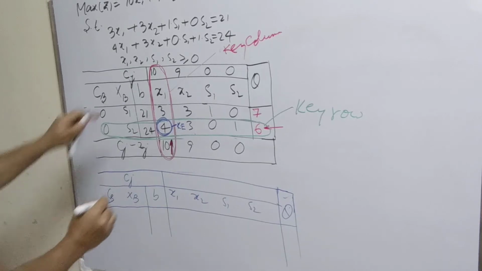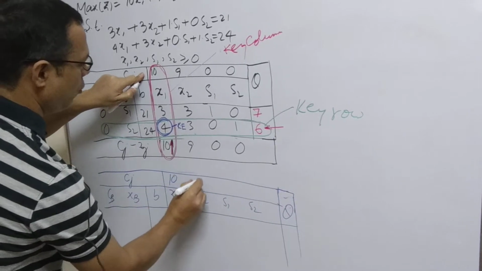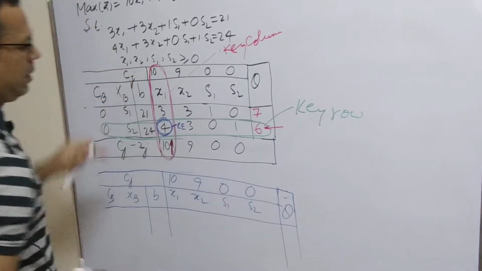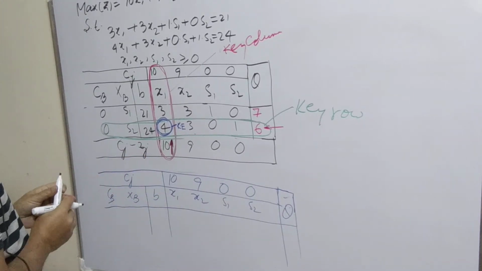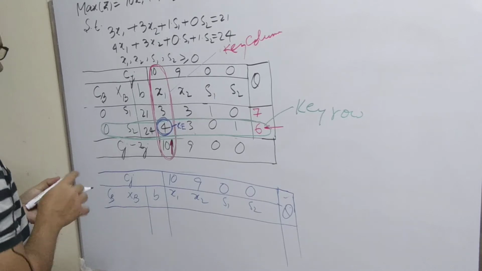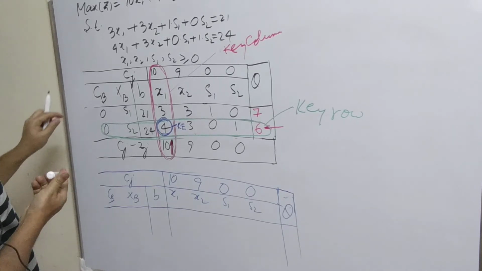But here the concept, then 10. Just copy. This one is not going to change. In any table, these things will be common. So here we are not going to make any changes. Where we are going to make the changes, it is very simple to remember.